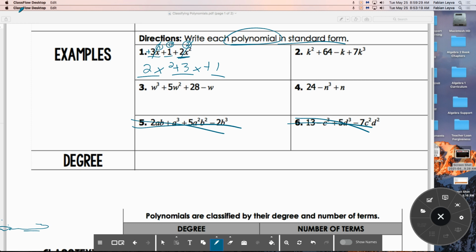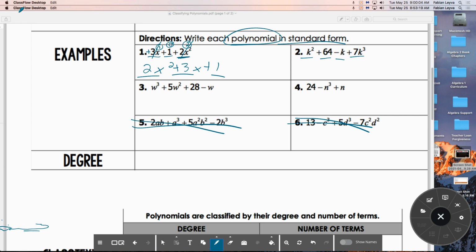Now remember that when you have a polynomial, you have an expression consisting of terms. Those terms are what I like to call things. Those things are what are getting added and subtracted. So notice I have a k squared. It is getting added to 64, which is getting subtracted by k, which is getting added to 7k to the third. So what I like to do first is write a line underneath everything that's separated by a plus or minus, because if it's getting separated by a plus or minus, it is its own term. So notice here that you have 4 terms.